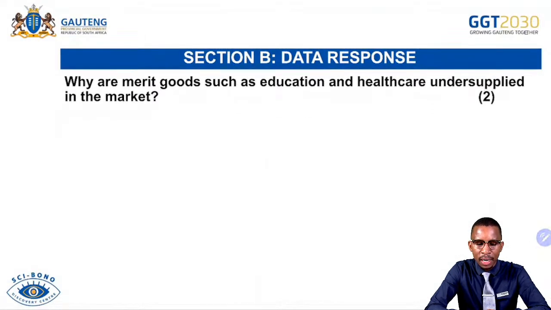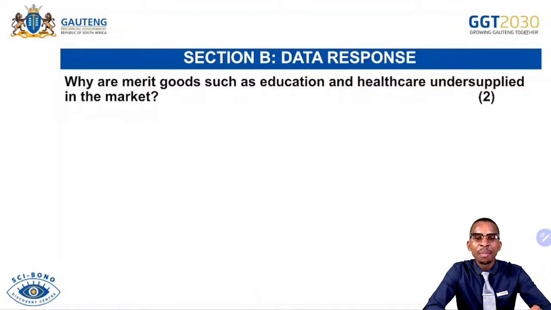Then we continue. Why are merit goods such as education and healthcare undersupplied in the market? We know that merit goods contain positive externality. We know that people are not willing to pay for merit goods, but they need them. So they have this social wellness. If ever one can access them, there will be social welfare. So people are not willing to pay for them.